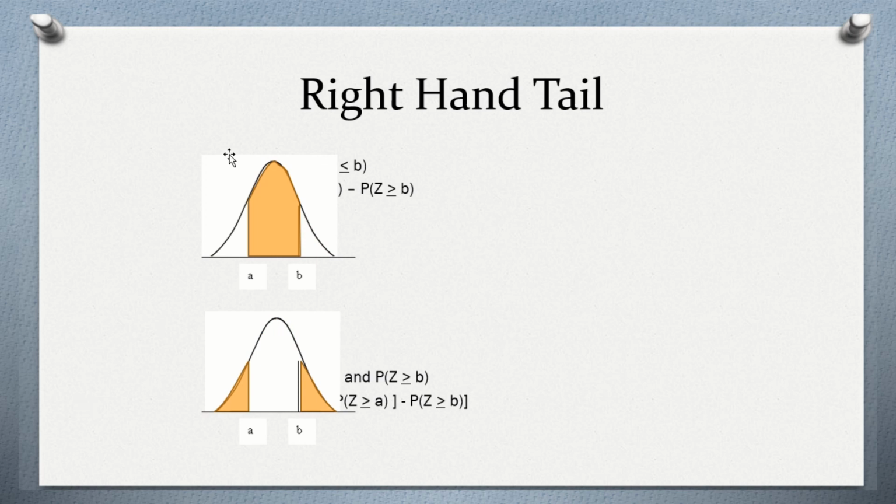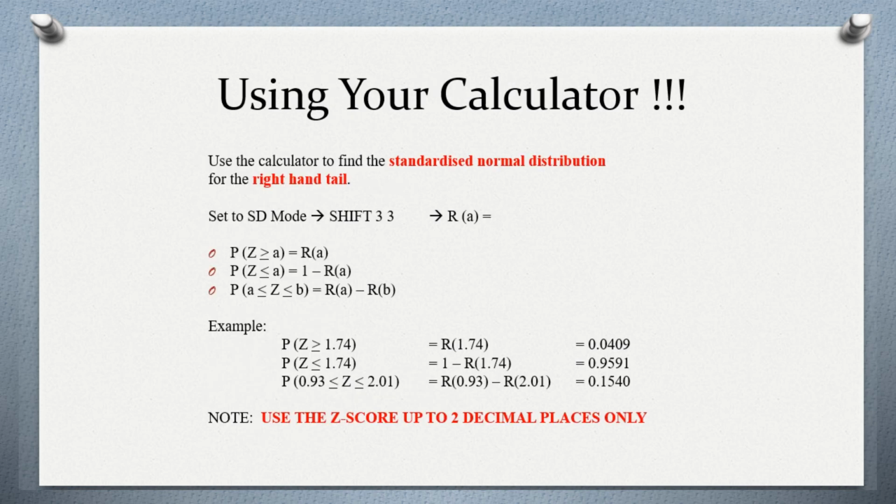Now if Z is from A to B, this is what you call between A and B. Now if they say they want Z less than A, this is less than A, or Z more than B, this is more than B. But if they use the example from A to B, then you shade the whole thing in between. Understand?